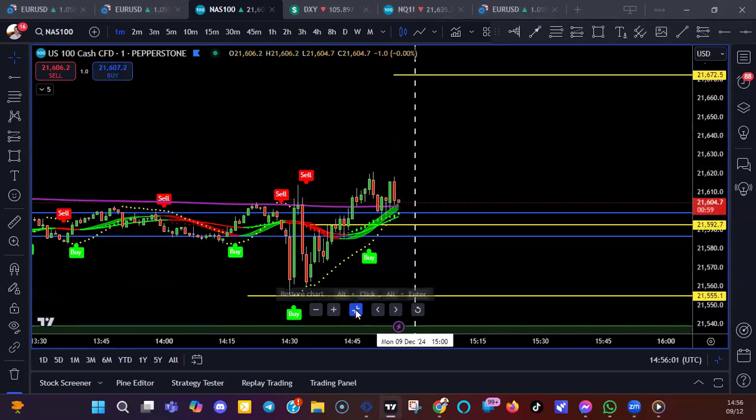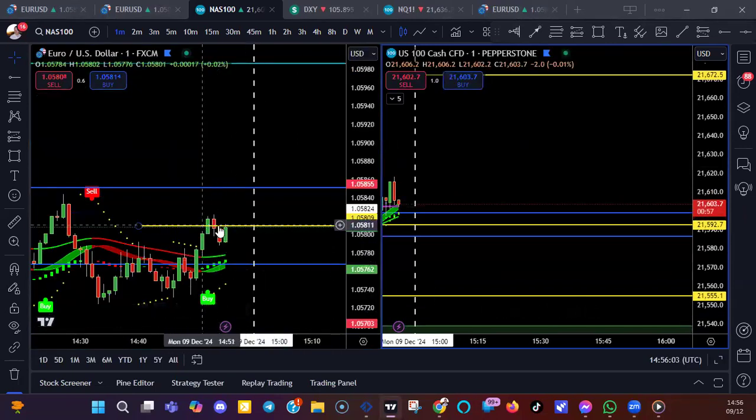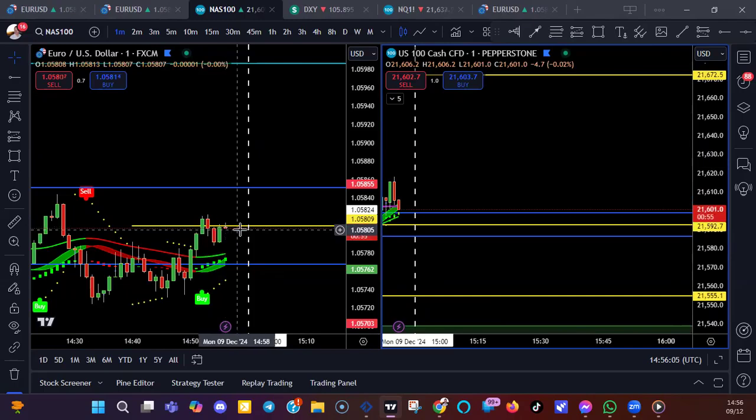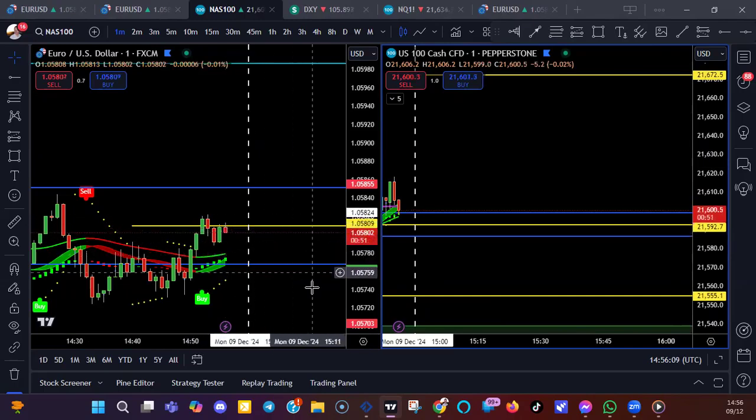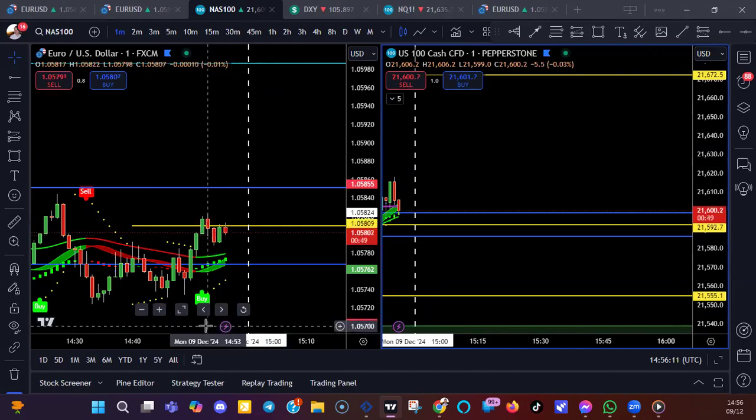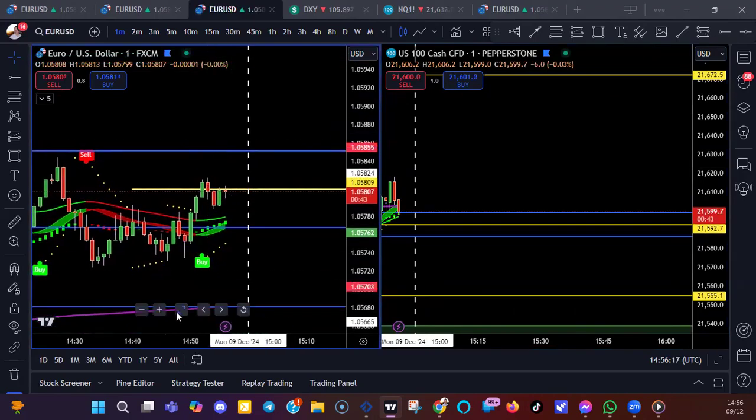Put it back on the minute. Consequently, this is the sell zone on the EUR USD. So we are also in sell zone territory on the EUR USD, so we're looking for the next sell on that one also.